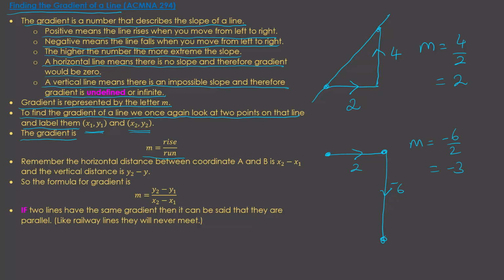That's why a horizontal line has a 0 gradient. If it goes directly horizontal, then there is no rise. The rise is 0. So rise is 0 divided by a run, which can be any number at all. 0 divided by 3, for example, is still 0. It's also why the vertical line is infinite, because a vertical line has no run. The run is 0, and therefore we have a 0 in the denominator.